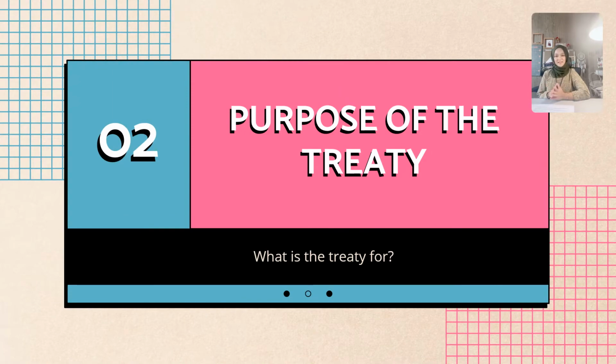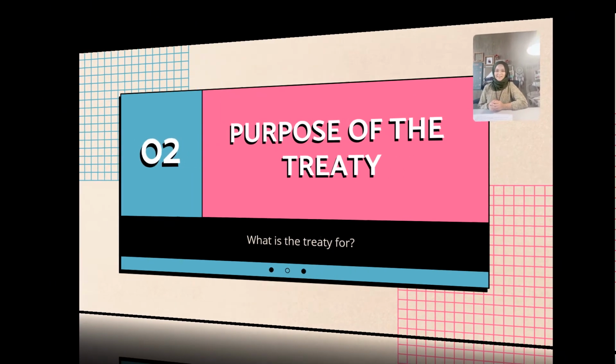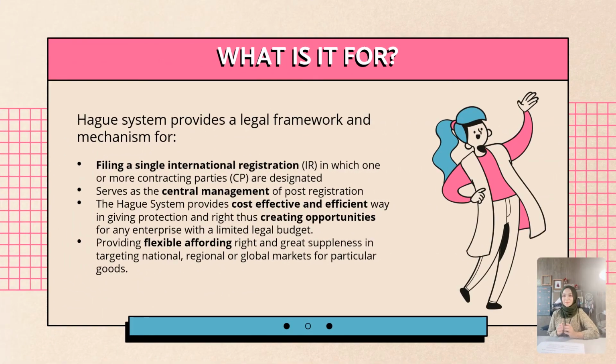Next is the second section of my presentation, which is the purpose of the treaty. The purpose of the Hague system is actually to provide a legal framework and also a mechanism for filing a single international registration in which one or more contracting parties are designated, and it serves as the central management of post-registration.